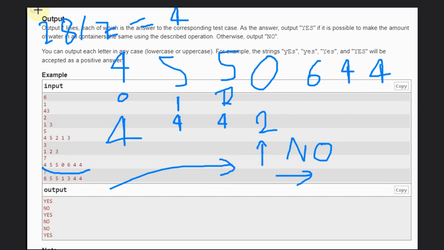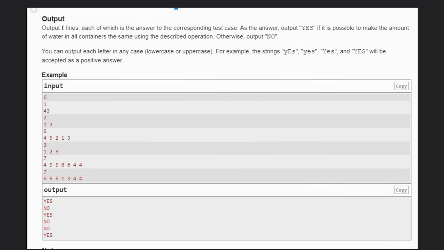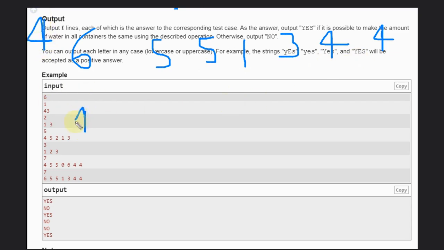So let's see the last example as well. We have 6 5 5 1 3 4 4. So 6, 5, 11, 16, 17, 20, 24, 28. Again 28, so we will require 4 in each. We can have 4 here, but there are 2 extra. We again require 4 here, but 1 extra, so the total is 3. Again 4, and the total extra is 4.